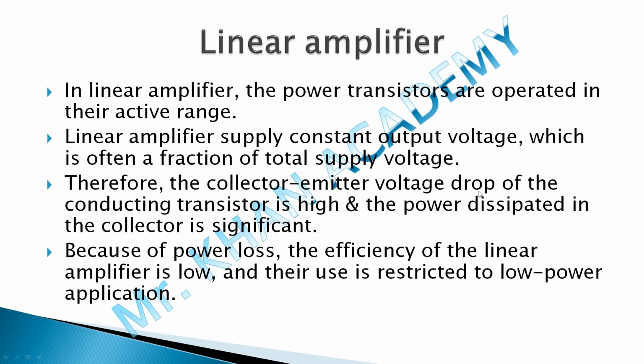Then 50, as I said, input is 50 watts of power, and the output requires only 20 watts of power. The difference between 50 and 20, 30 watts of power, is the collector and emitter voltage drop. The voltage drop across the conducting transistor is high, so the power dissipation in the collector is significant. Losses are increasing in the linear amplifier, and because of these power losses, the efficiency of the linear amplifier is low.